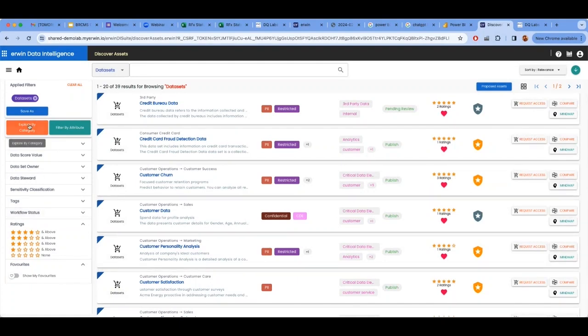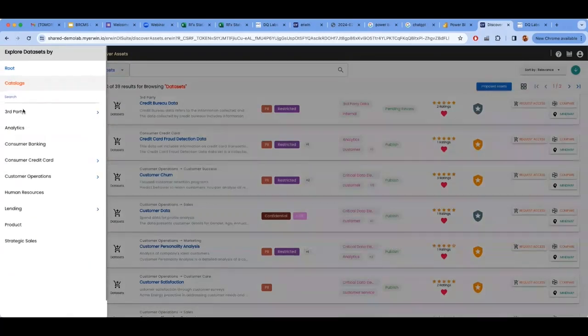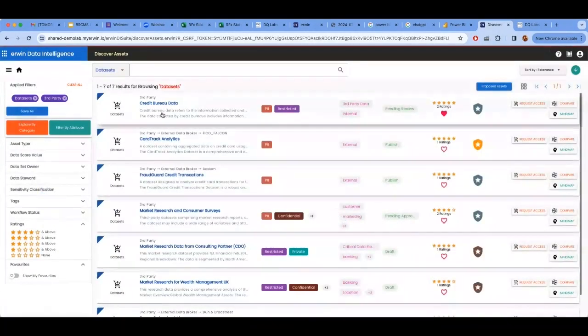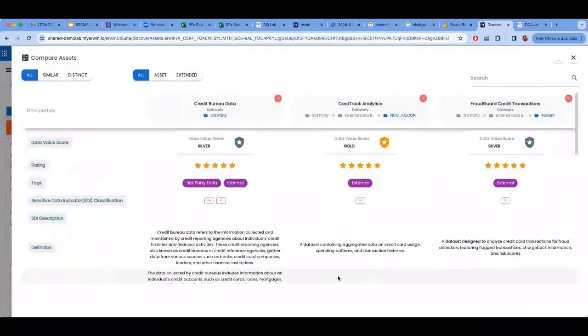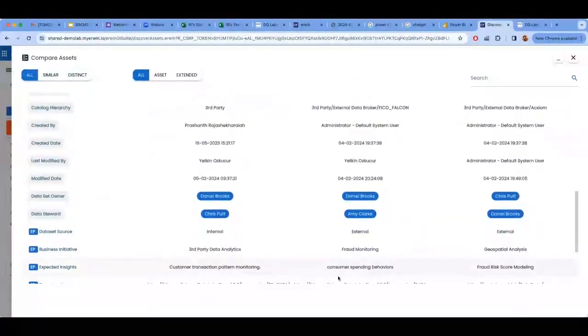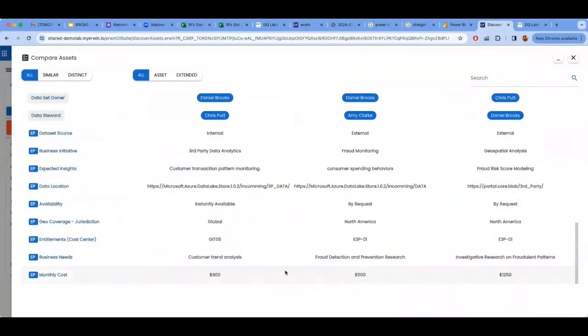But it's quite handy, especially if you are looking at a third party. Again, you can look at what are some of the third-party data you have available in your company. And again, you can quickly compare them side by side to give you an idea. And in case of third party, of course, what's important is the cost, right? So you might have equivalent or very similar data sets, but the cost might be different, right?